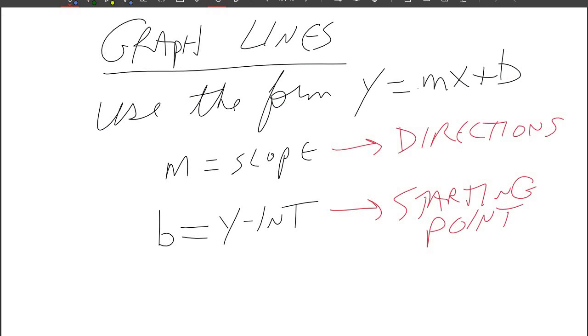Now, graphing lines. You want to put the equation in this form. This is the form that we're going to use. Your slope acts as your directions. Your b, which is the y-intercept, is your starting point. You think of it like a race. You've got a starting point, and then you've got your directions. Now, remember, the slope is defined as rise over run.